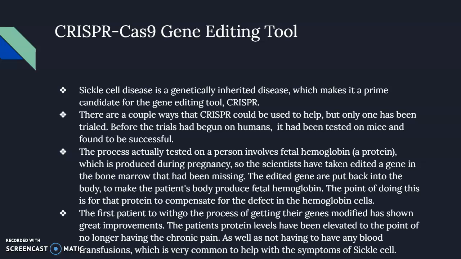The scientists take the gene out and edit it, and they reinfuse it back into the body, which makes the patient be able to produce fetal hemoglobin. And the point of doing this is for the protein to compensate for the defect in the hemoglobin cells. And the first patient to undergo the process of getting their genes modified has shown great improvements, and the patient's protein levels have been elevated to the point of no longer having chronic pain.